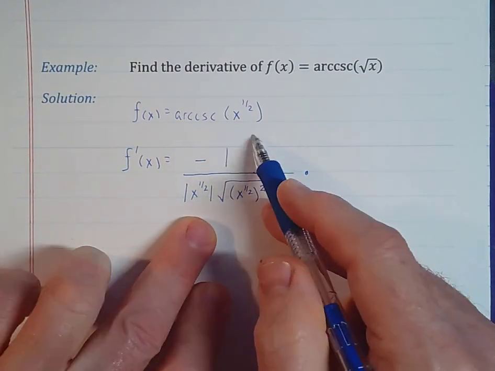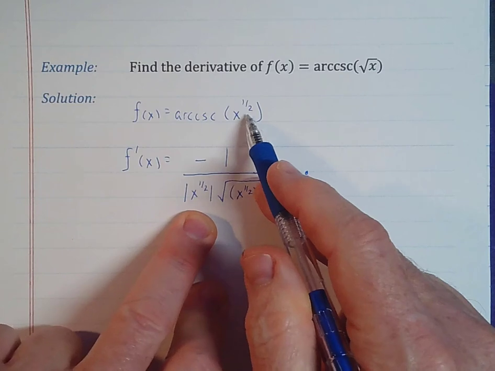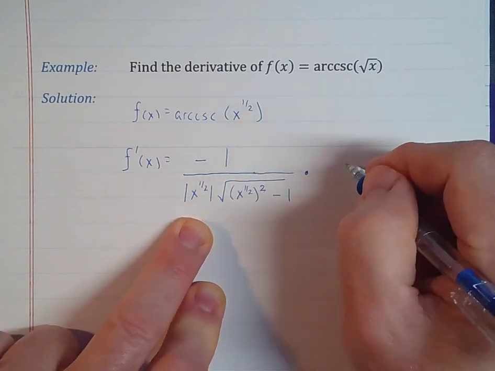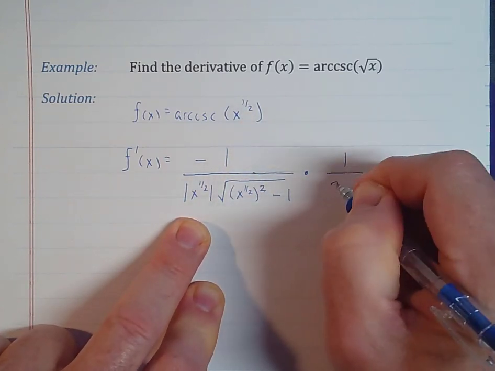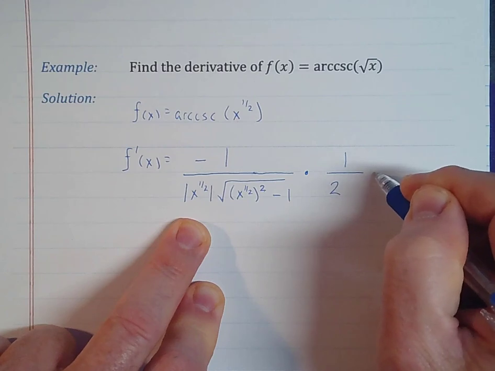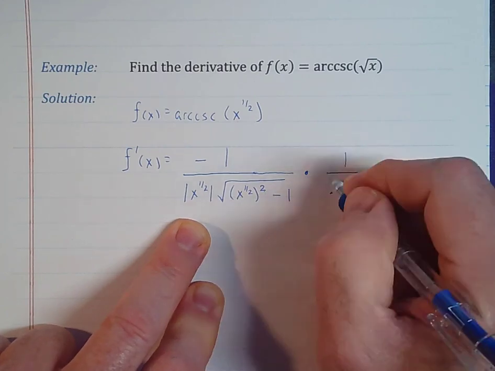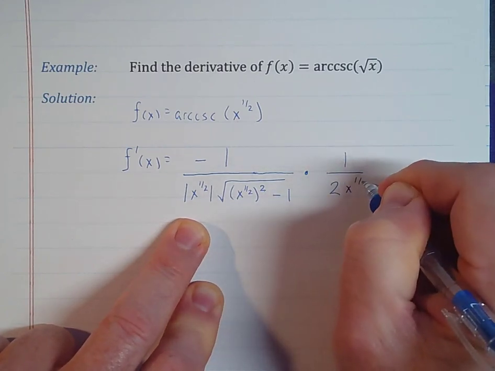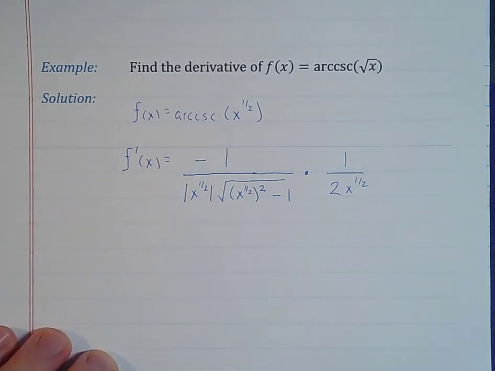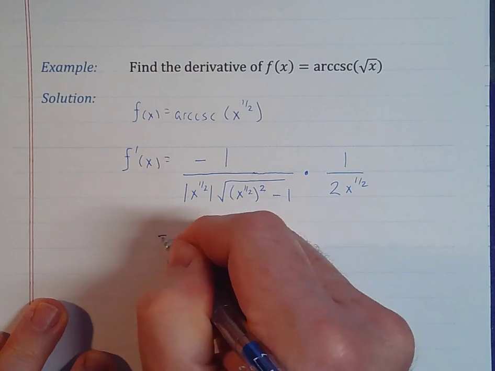Well, okay, after all of that, the derivative of the inside should be pretty easy. That's just x to the 1/2. I get a 1 over 2. That would give me an x to the -1/2, which I'm going to go ahead and bring down here. And really, I could clean things up a little bit here.